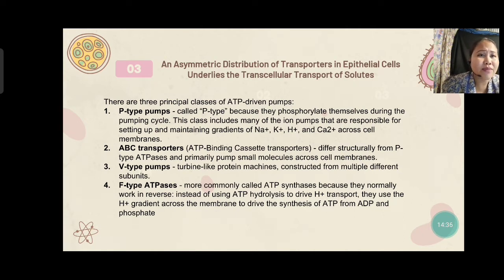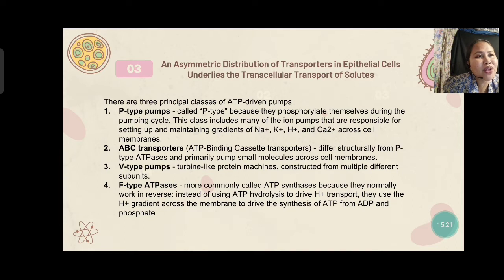So this class includes many of the ion pumps that are responsible for setting up and maintaining gradients of the sodium ion, the potassium ion, the hydrogen ion, and the calcium ion across cell membranes. So for ABC transporters, or the ATP binding cassette transporters, they differ structurally from P-type ATPases and primarily pump small molecules across the cell membranes. The V-type pumps are turbine-like protein machines constructed from multiple different subunits.